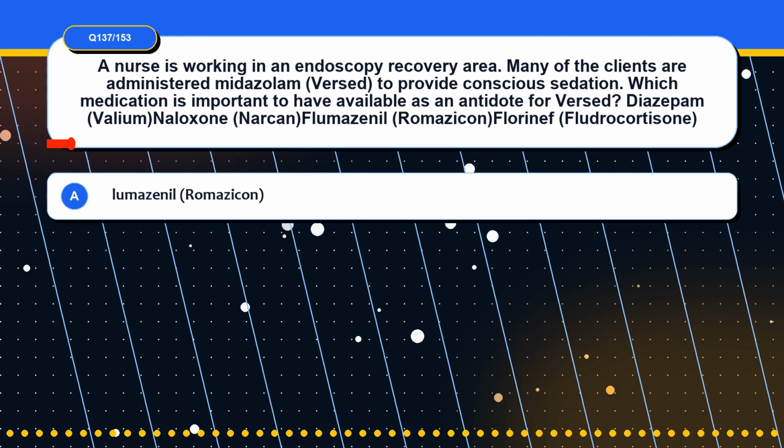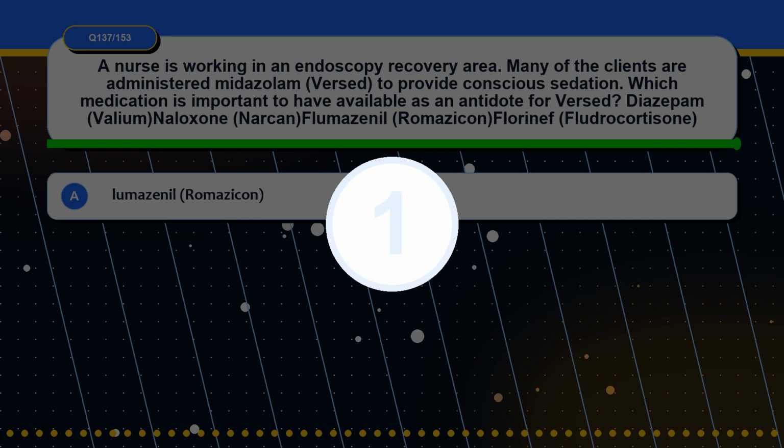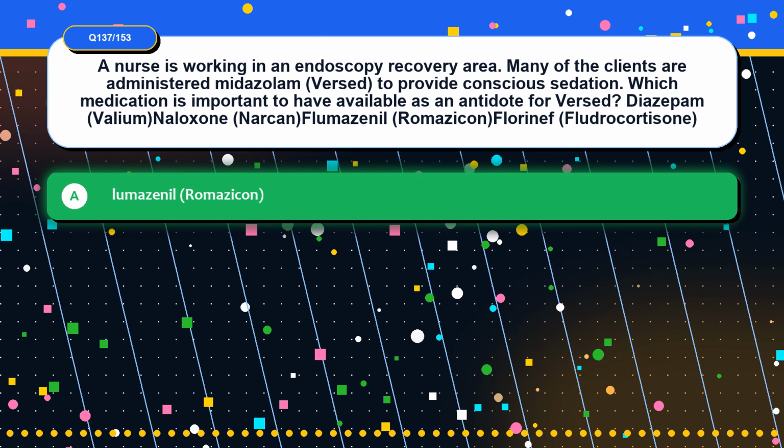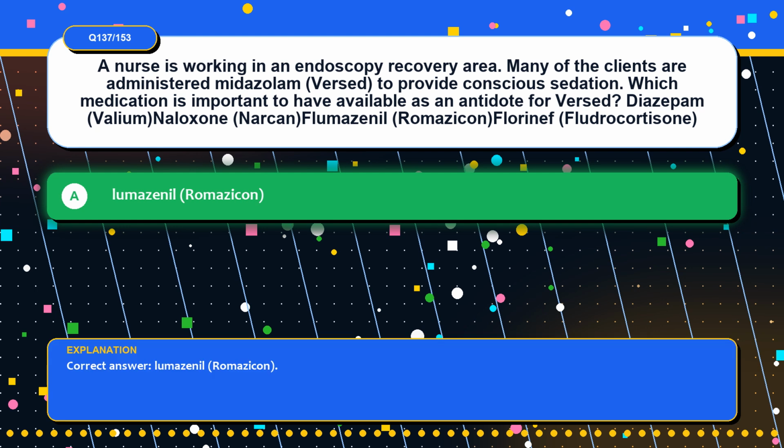Question 137. A nurse is working in an endoscopy recovery area. Many of the clients are administered midazolam, Versed, to provide conscious sedation. Which medication is important to have available as an antidote for Versed? Diazepam, Valium; naloxone, Narcan; flumazenil, Romazicon; fludrocortisone. Here are the options. Option A. Flumazenil, Romazicon. The correct answer is option A. Flumazenil, Romazicon. Correct answer.